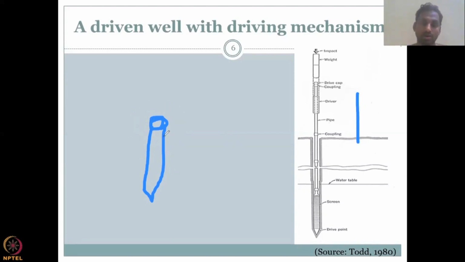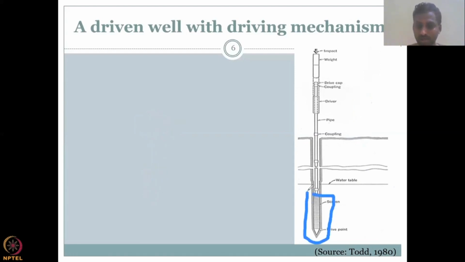There is always a coupling. First is your drive point, which you take, and then you have your drive cap. You can see here the drive cap, which you take for putting on the top and hitting. Once it goes into a particular depth, you take a coupling connector, which you just screw on, and then again put the head and hit. This can go on until the depth you want is reached.